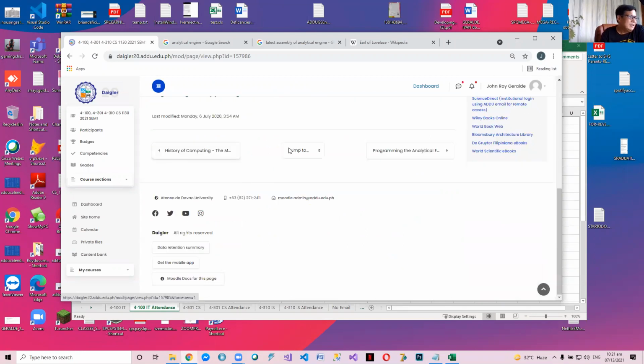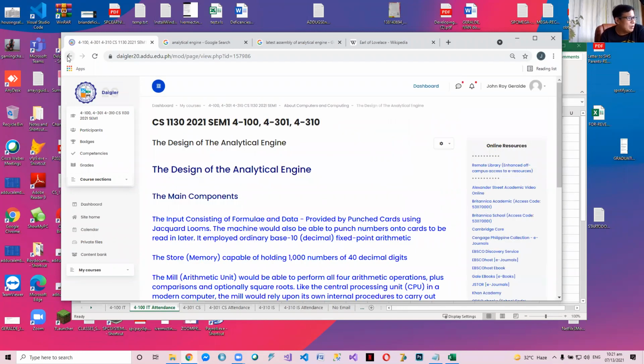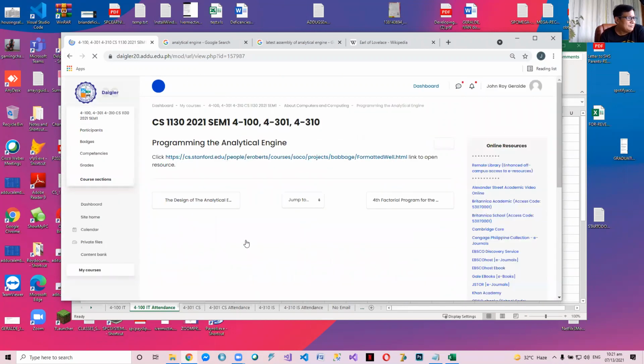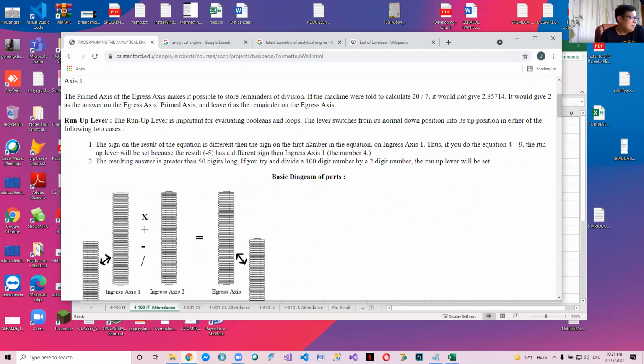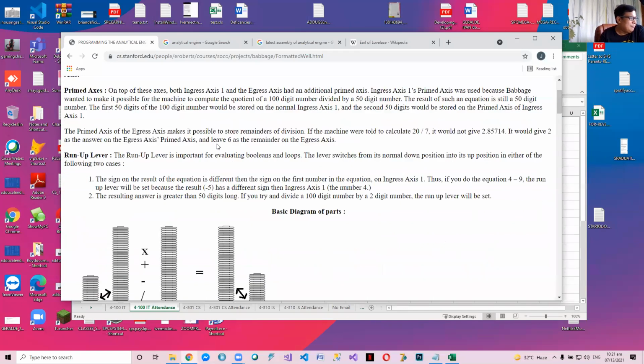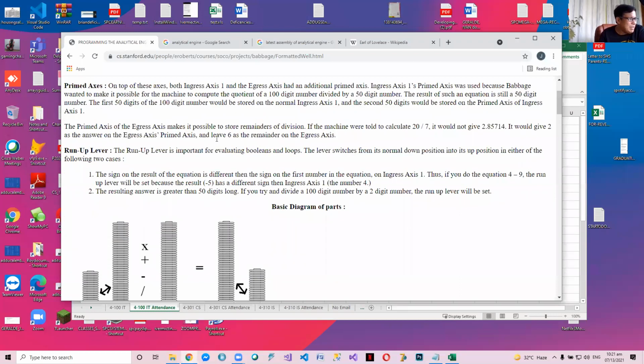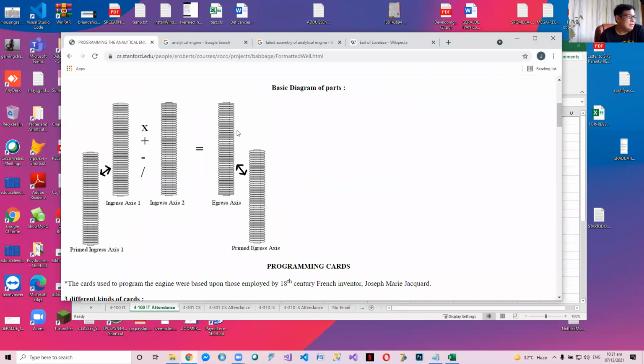Now, to understand how it works, let us run an actual program. This is from Stanford. There are three basic parts. The mill, the first part, is composed of three wheels. The wheels will store values. The first two wheels are called the ingress axis, ingress axis 1 and ingress axis 2. The third wheel is the egress axis. Ingress stands for input. Egress stands for output.